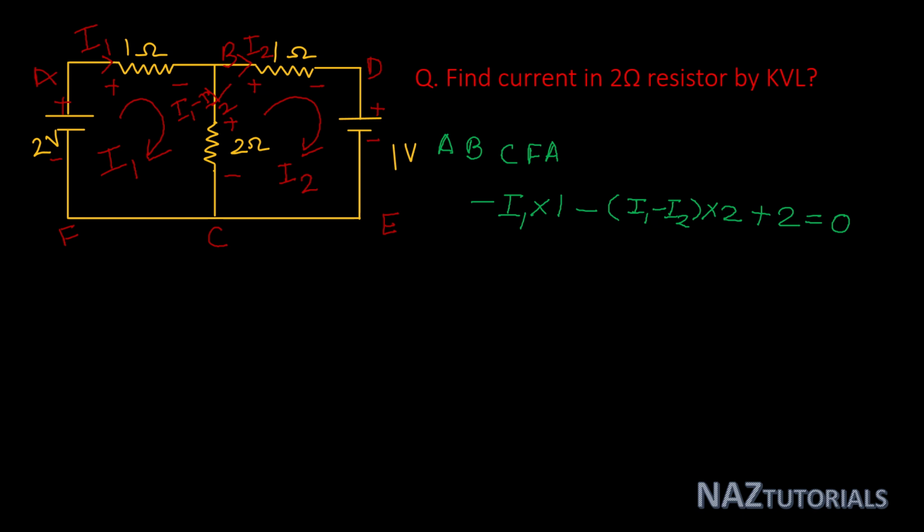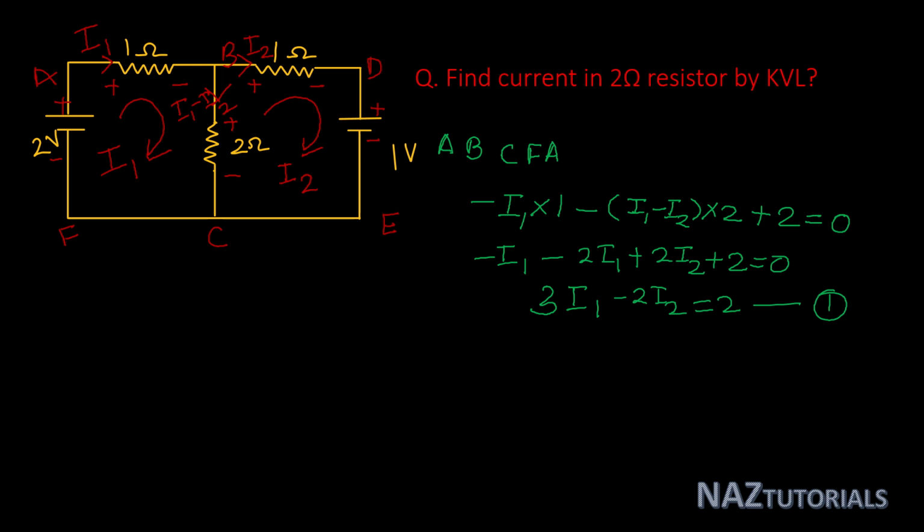So our equation is minus I1 minus 2I1 plus 2I2 plus 2 equals 0, or you can say 3I1 minus 2I2 equals 2. This is our first KVL equation.